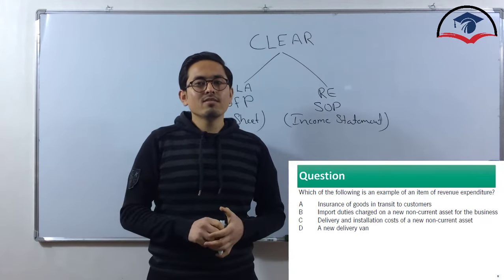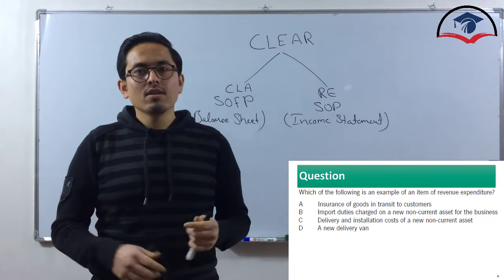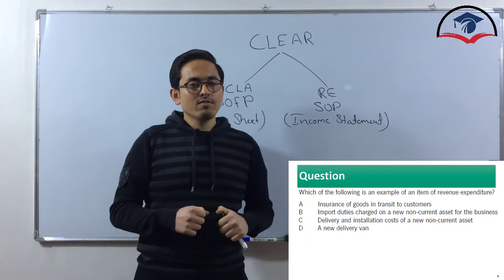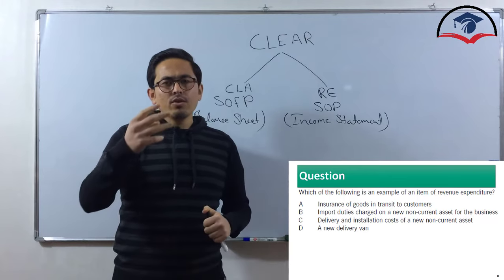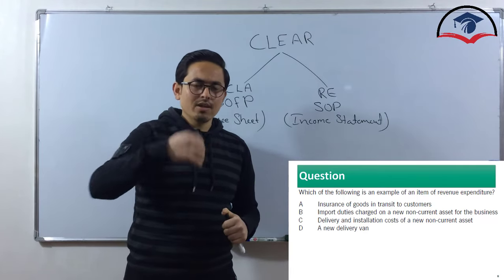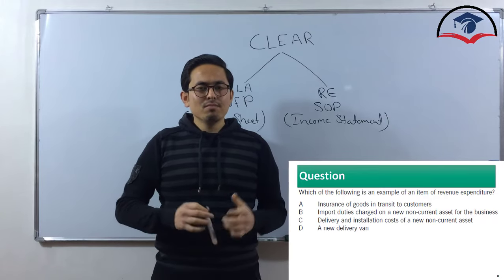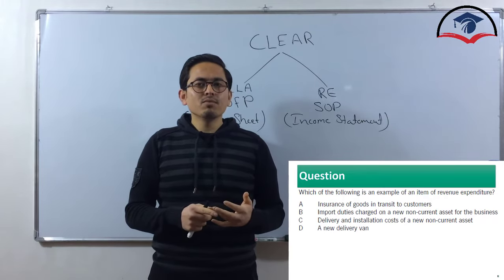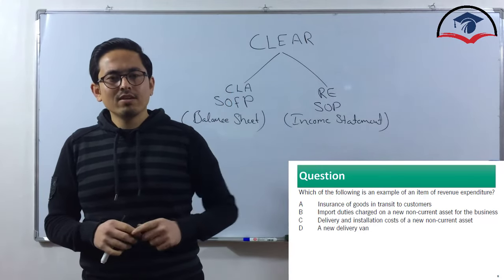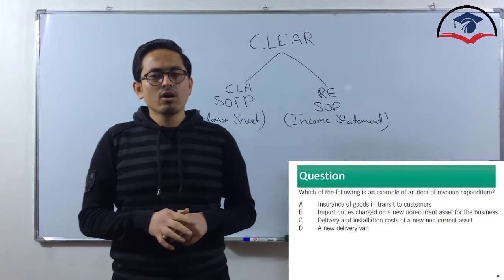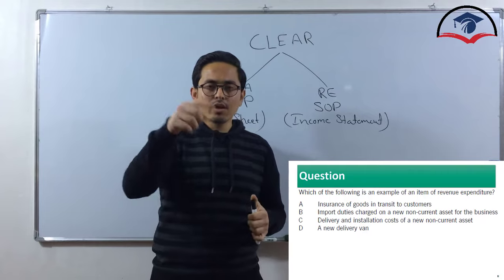The other three are import duties charged on a new non-current asset for the business, delivery and installation cost of a new non-current asset, and a new delivery van. Pause the video, think about it, and come back to me. But if we continue, the three of them, B, C, and D, end up being the purchase of a non-current asset. Remember one point, we will have another video on how we record capital expenditure and the cost of non-current assets. It will come in future videos.